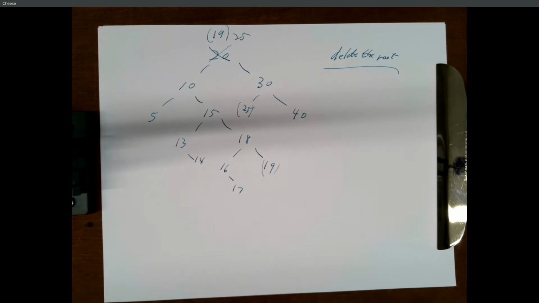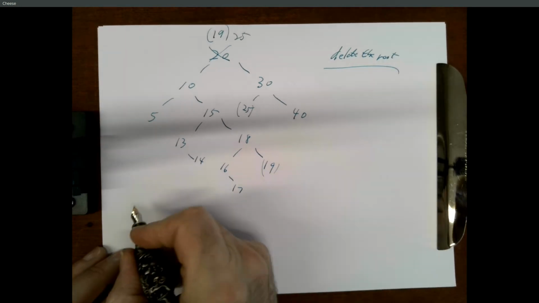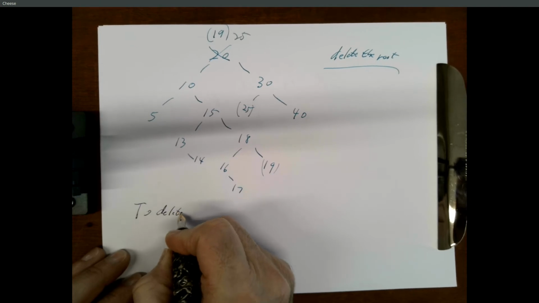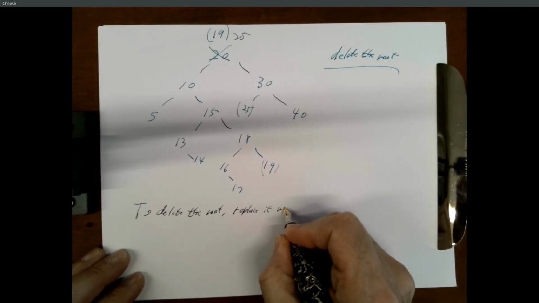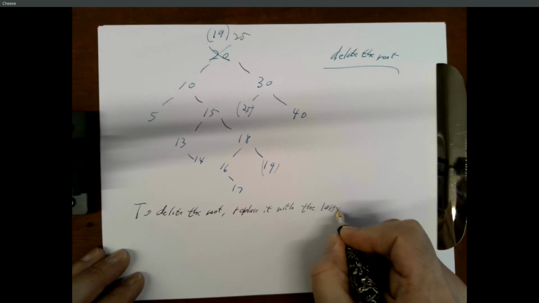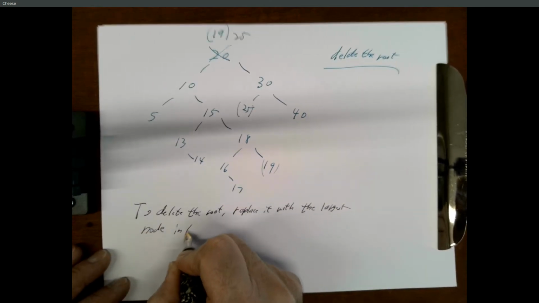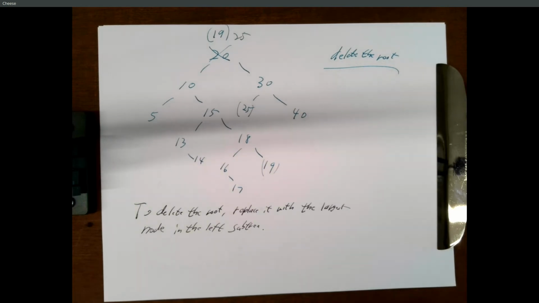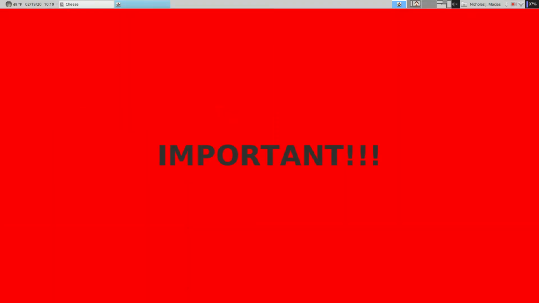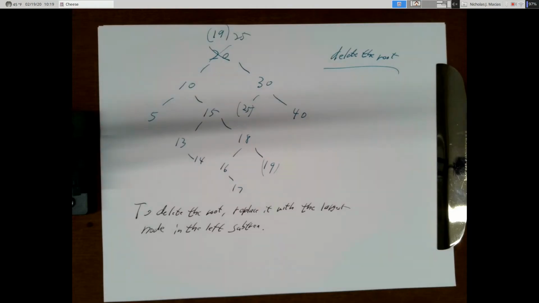Okay, so this is critically important. To delete the root, replace it with the largest node in the left subtree. Okay, that gets an important flash on the screen. This is the way you have to do it for PA4. You lose points if you don't use that algorithm. Okay, it's normally perfectly fine to take the smallest tree from the right and use that in place of the node. You will lose points on the delete part. Okay, I want you to use the largest node from the left.